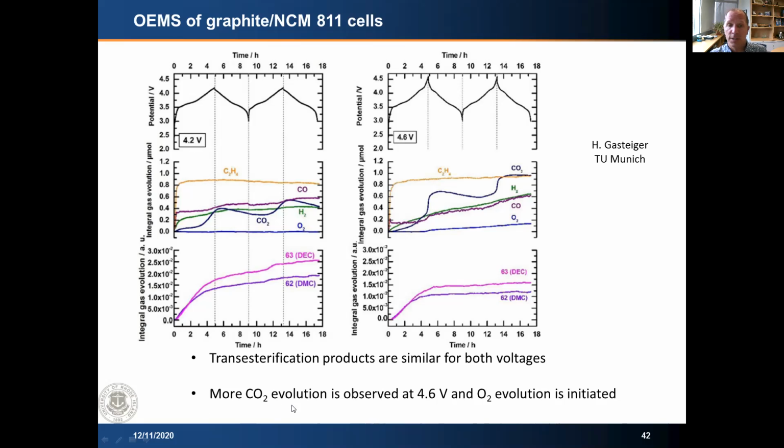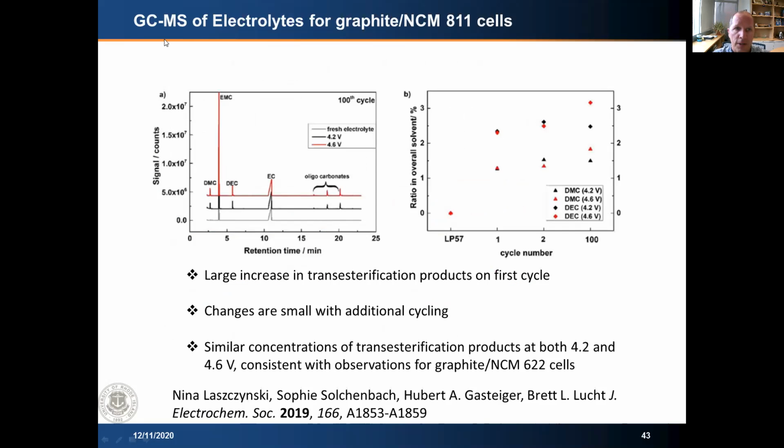The largest difference is that we see much more CO2 evolution for the cell cycled to 4.6 volts, and we also start to see oxygen evolution at these higher voltages. If we only cycle to 4.2 volts, we basically see no oxygen evolution. However, as we cycle to a higher potential, we start to see oxygen evolution and also more carbon dioxide evolution. But in terms of the bulk electrolyte, we don't really observe any significant changes to the bulk solvents under these conditions. We go back and do our same extractions and do GCMS of the extractions.